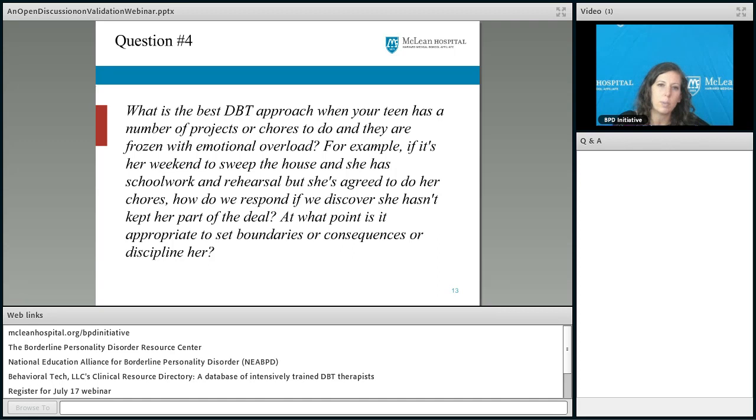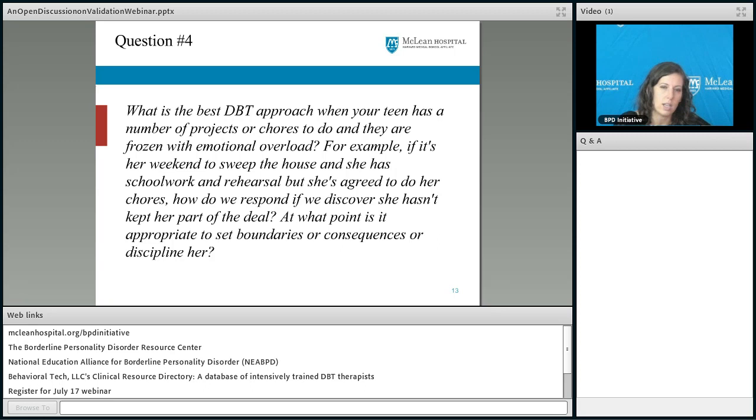So I think this is a challenging one because there's a lot of different factors that you need to take into account. But what I want to really hit home is that validation is not letting go of those boundaries. There may be times where you have consequences in place, or generally it's a contingency: if you do this, if you get your chores done, then this happens, and if you don't get your chores done, this happens. So if you have set those consequences or expectations or contingencies, whatever you're working with, you do want to hold them.